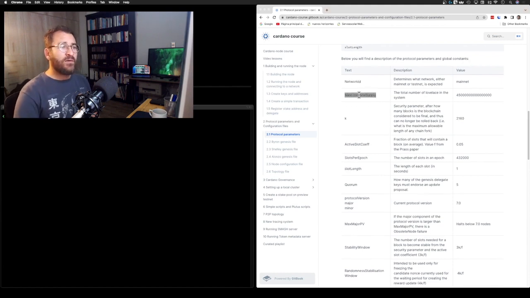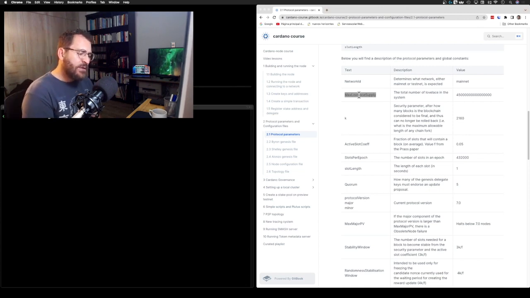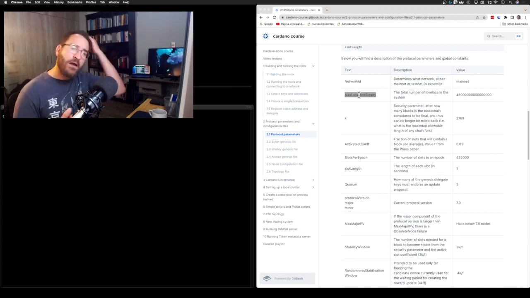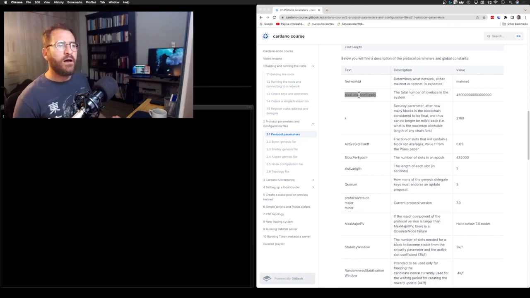The next one is another one that is kind of simple to understand. It is the max Lovelace supply, and this is the maximum amount of Lovelace, or ADA, but expressed in Lovelace, that the system will ever have. And it is set to 45 billion ADA in mainnet. Yeah, it should be 45 quadrillion Lovelace. Sorry, in English it should be quadrillion, I guess. But 45 billion ADA, definitely.